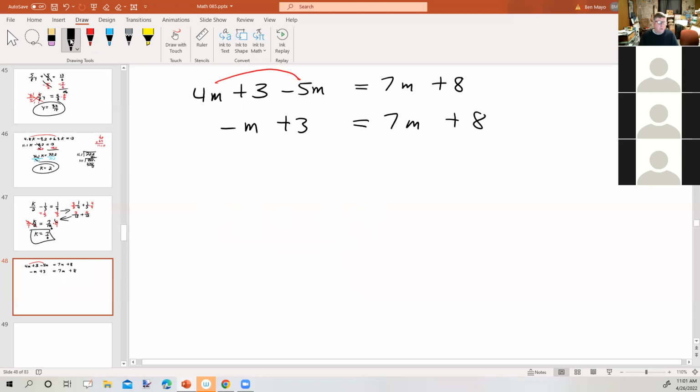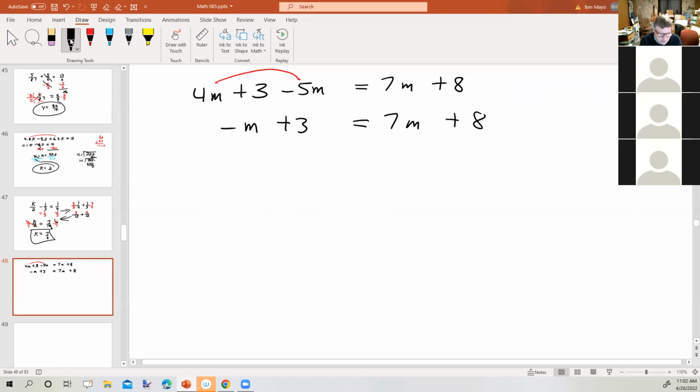Oh, well, now we have the variable on both sides of the equation. That hasn't happened before in today's lesson. So we need to pick a side, either side of the equation. It doesn't matter. Pick a side to put all the terms with the variable on it. People tend to put them on the left.